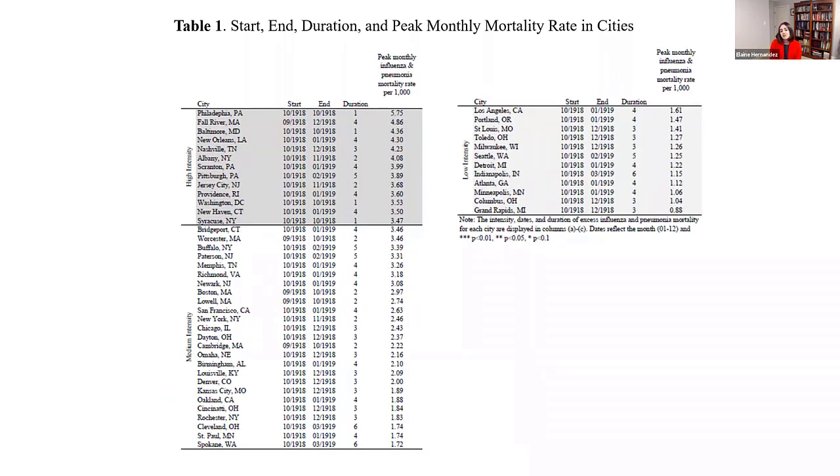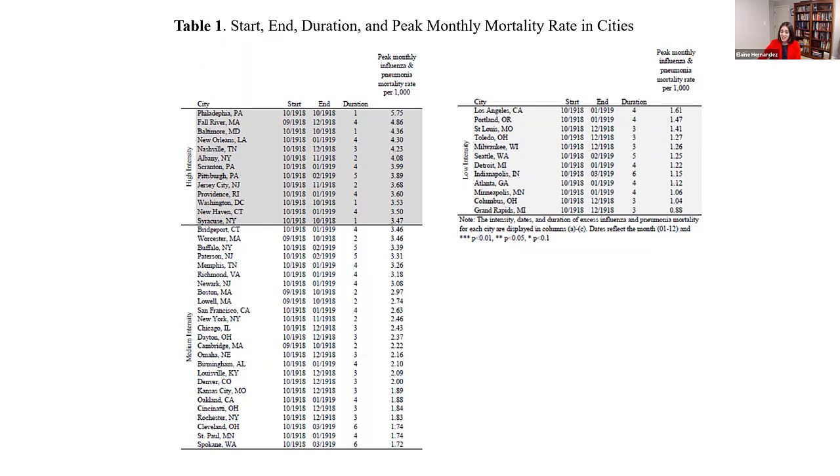So this is the same information. These are the cities that we have in our analyses. We have our high intensity cities, our medium intensity, and our low intensity cities. And here, this is a snippet from one of our tables. We have the city, the start, the end, the duration, and then the peak monthly influenza mortality rate. So that from the prior page is really just the month with the highest level of mortality.